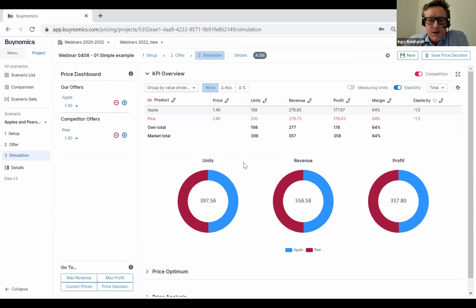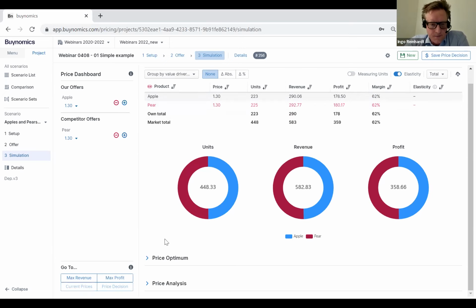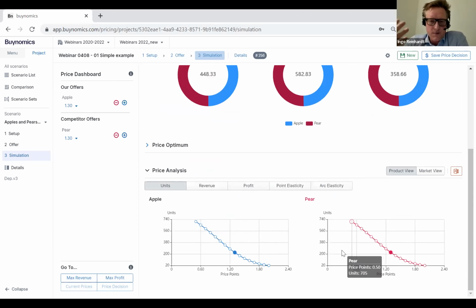But we also see what we mentioned before. If everyone in the market increases the price, our price elasticity goes down because the alternative becomes less attractive than in the case where only we increase our price. And that is something that's, of course, relevant for these market dynamics.